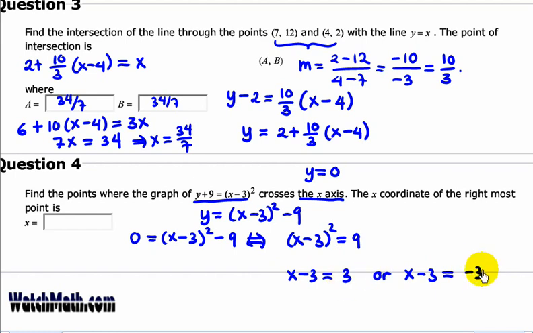Why is that? Because these two numbers are the numbers that whenever we square them we get 9. So from this we conclude that x is equal to 6 or x is equal to 0. But what we want here is the x coordinate of the rightmost point. So if we compare 0 and 6, the rightmost x coordinate is 6. So the answer is 6.